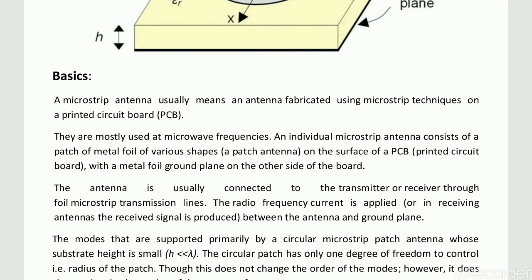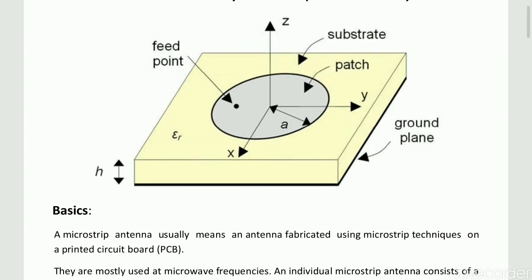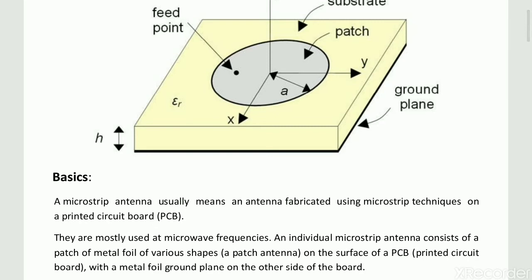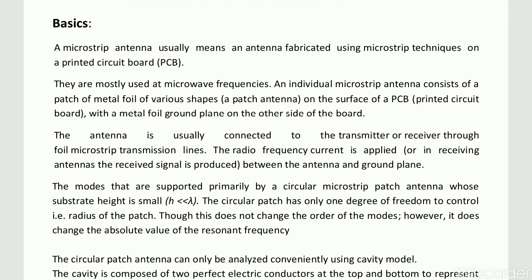The antenna is usually connected to the transmitter or receiver through the foil microstrip transmission lines. It is also called the feeding line, which feeds electromagnetic waves from the transmitter to the patch, or it can receive the electromagnetic waves or radio waves from space and pass them to the receiver. The radio frequency current is applied between the antenna and the ground plane. We can see in the diagram, we can supply between the patch and the ground plane the electromagnetic supply, or we can say radio frequency current.